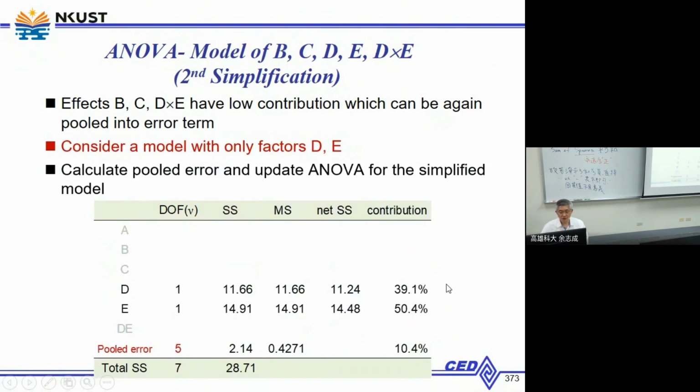So once we finish that, our model is simplified into only 2 main effects. But even though we only consider 2 effects, the model is good enough, because when you add more effects, actually these 2 effects already explain 90% of the change. So by only considering D and E, you can explain 90% of the output. Only 10% is due to the error, which means that in your model, D and E are important effects, and the rest of them can be pooled into the error term.